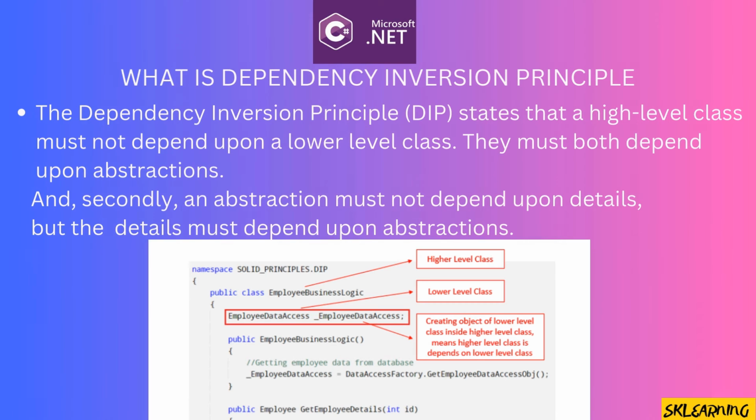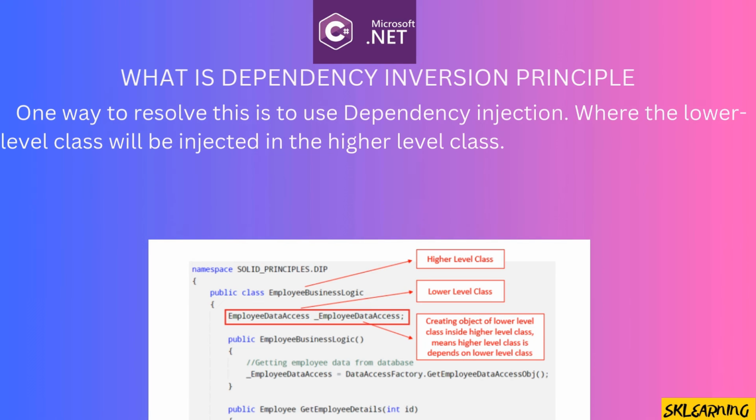Next question: what is the dependency inversion principle? The dependency inversion principle states that a high-level class must not depend upon a lower-level class. They must both depend upon abstractions. And secondly, an abstraction must not depend upon details, but the details must depend upon abstractions. Check the below diagram for reference. One way to resolve this is to use dependency injection, where the lower-level class will be injected in the higher-level class.